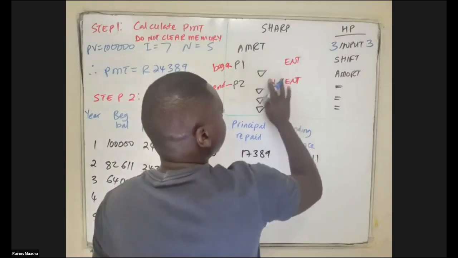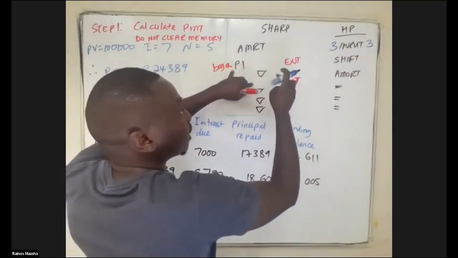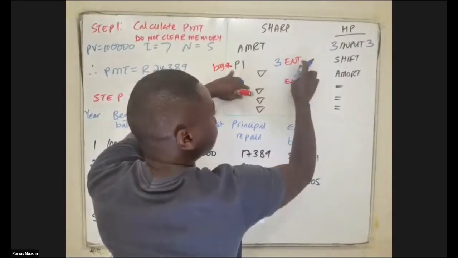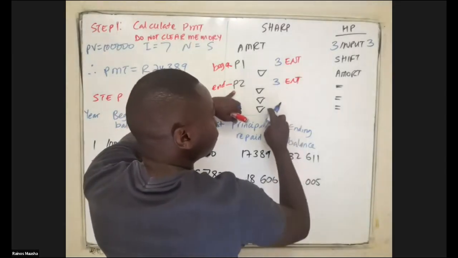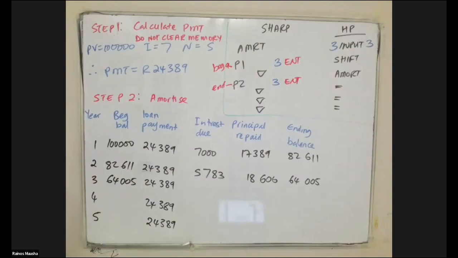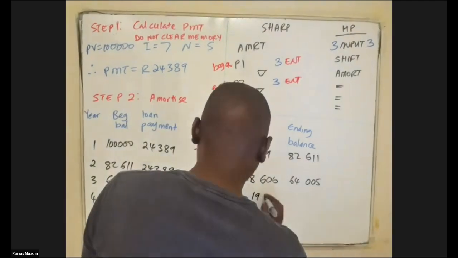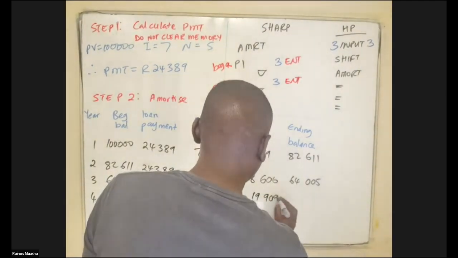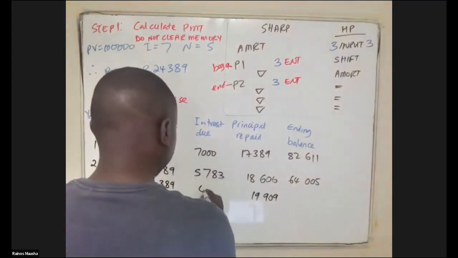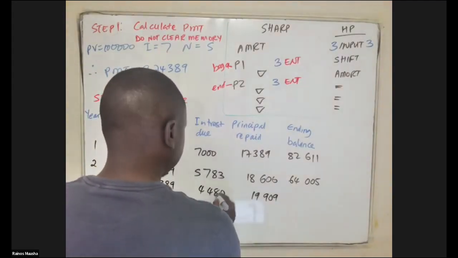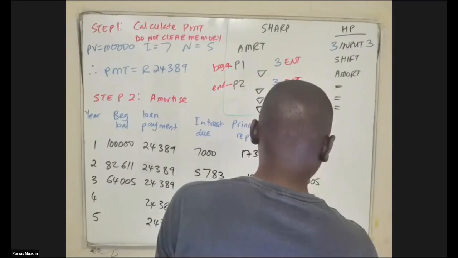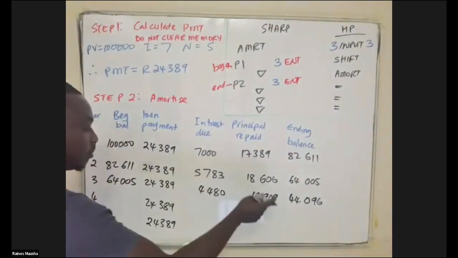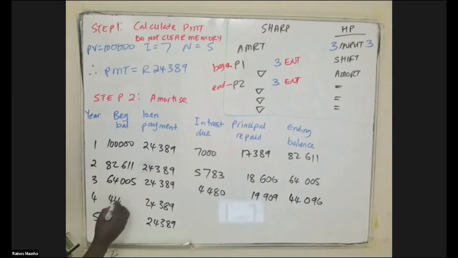And with the Sharp calculator, you keep scrolling down until it shows you P1. And on P1, you're going to press 3, then you press enter. You scroll down. On P2, you're going to press 3 again, and then you press enter. And when you keep scrolling down there, it will give you the amortization for period 3 now. So you see that your principal amount is going to be 19,909. Your interest would be 4,480. And your balance would be 44,096. And your closing balance for year 3 becomes your opening balance for year 4.